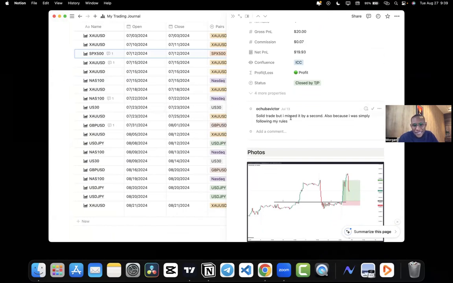Okay, this one I said solid trade, but I missed it. I missed it by a second. Also, because I was simply following my rules.